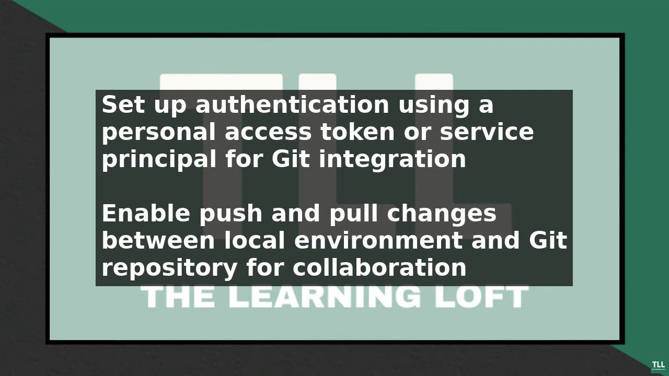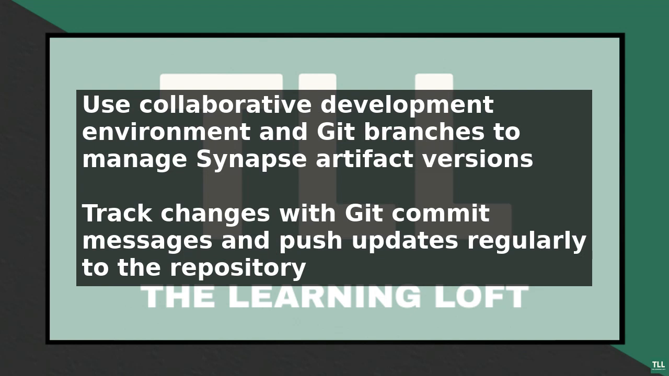changes regularly to the Git repository to ensure that all team members have access to the latest version of the artifacts. Use Azure Synapse Git integration to automate deployment of Synapse artifacts to different environments such as development, testing, and production. This can be achieved by using Azure pipelines or GitHub Actions to automate the deployment process.